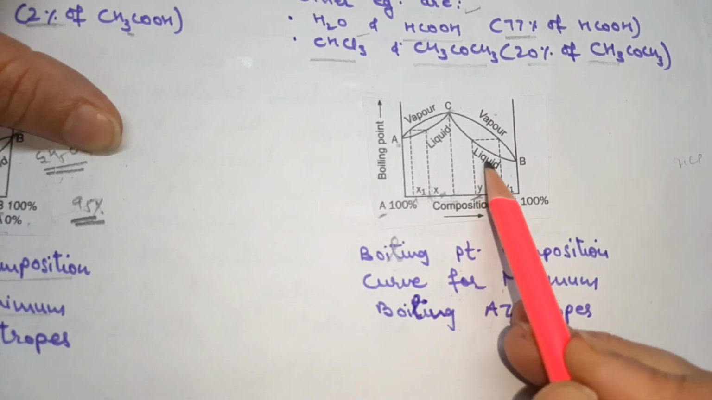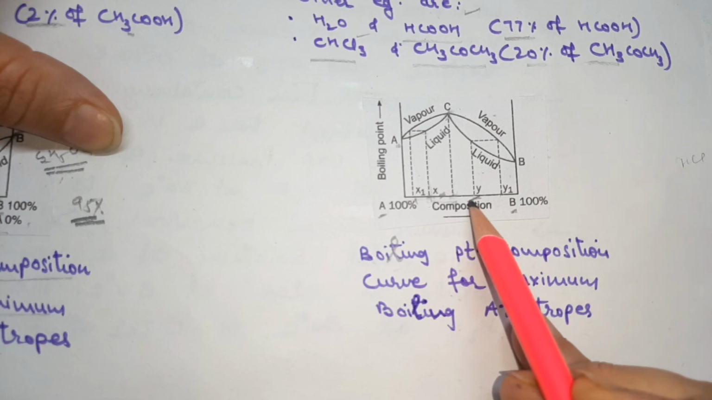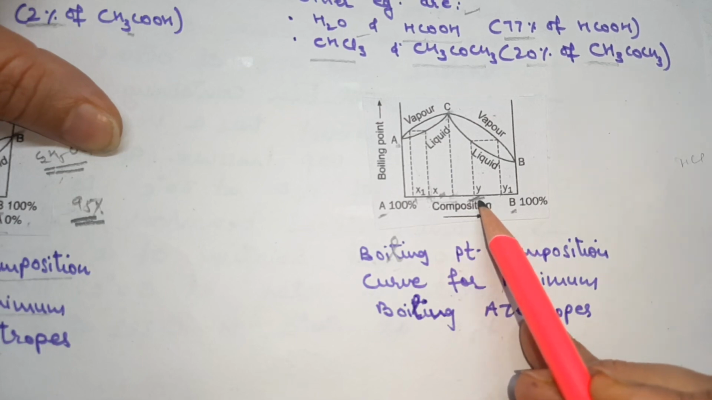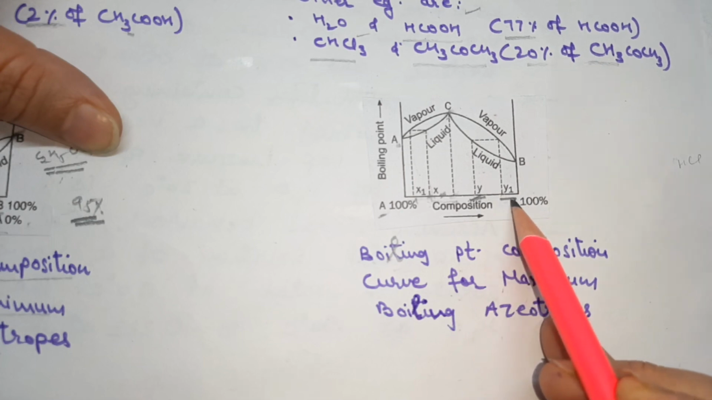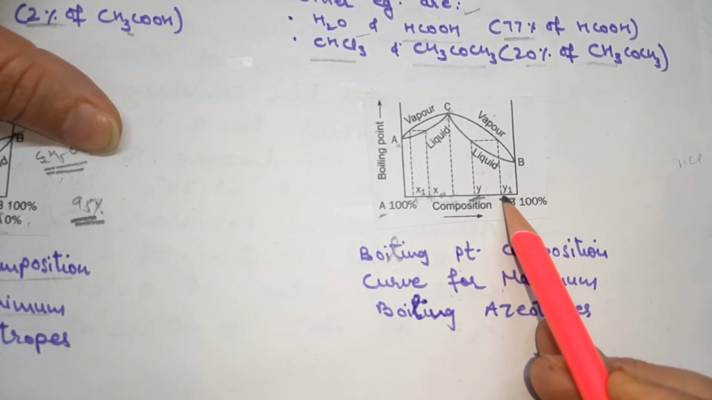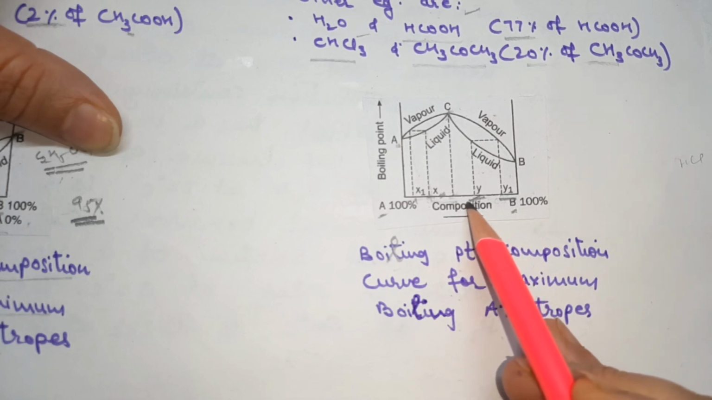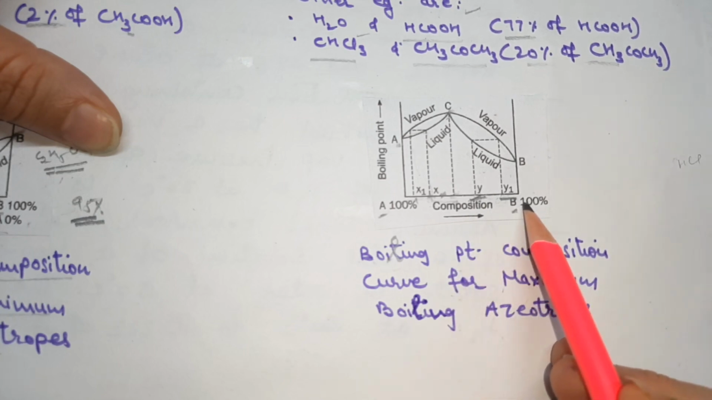Similarly, on this side, take a mixture of composition lying between B and C, say that is Y. Let's now study the distillation of the mixture of composition Y. On distillation it will again give vapors which will be richer in B, and this is the composition of the vapor phase, that is Y1. So the composition of the residual shifts towards C and the composition of the distillate shifts towards B.